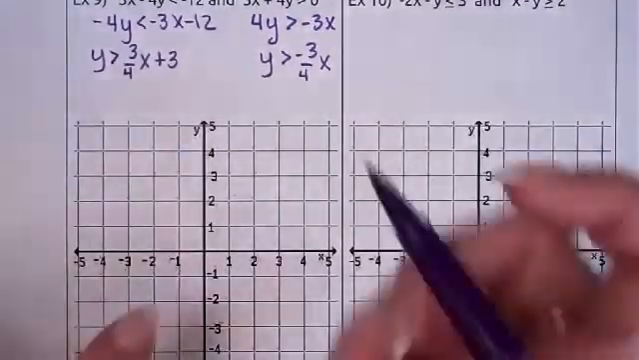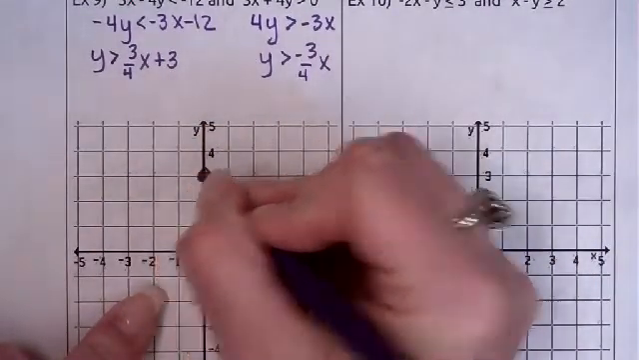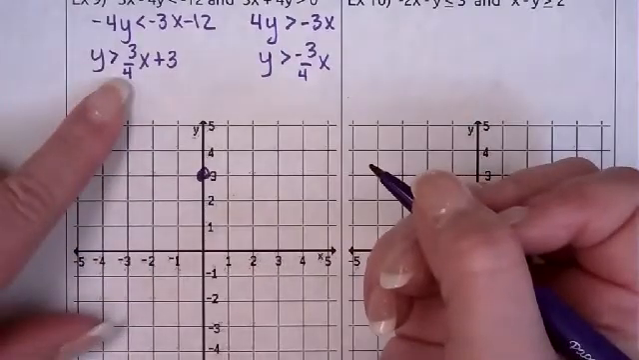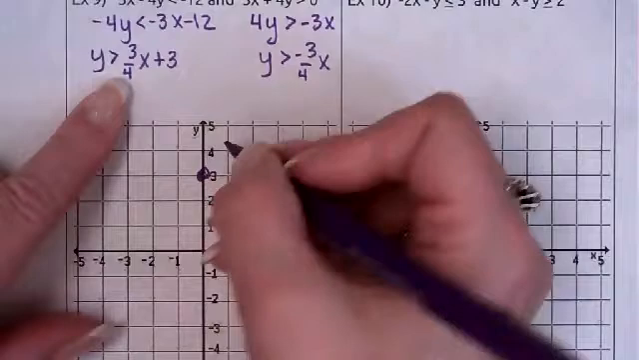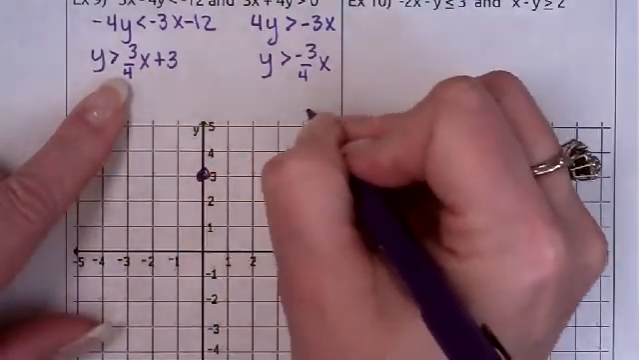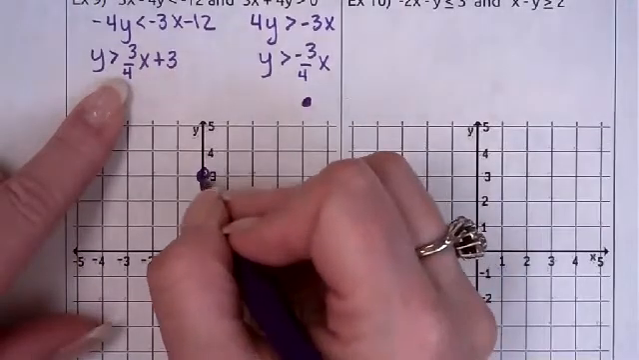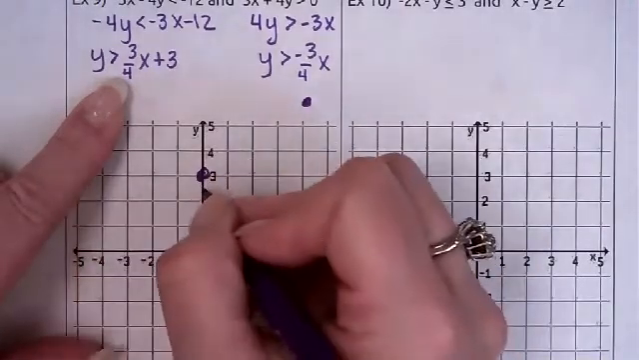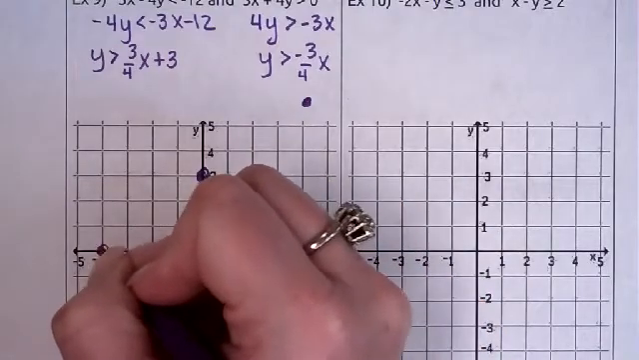Now, our first line starts at 3. Our slope is up 3 and to the right 4. That's going to really get us off the graph paper up here. But you know what? I can also do down and to the left, can I? I can go down 3 and to the right 4 right here.